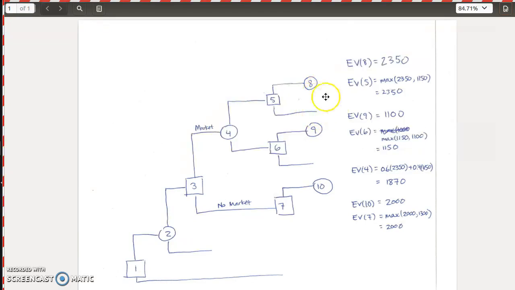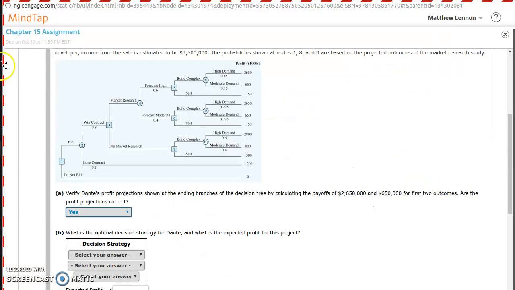And then remember down here at the other part it was 1150. So if we're figuring out node 5, which on the MindTap is node 5 is right here, node 8 is right here, then we're just going to take the max. I said this was 2350 if you do 0.85 times 2,650 plus 0.15 times 650, so it's 2350 versus 1150. So for node 5, we just take the max, which is going to be 2350.